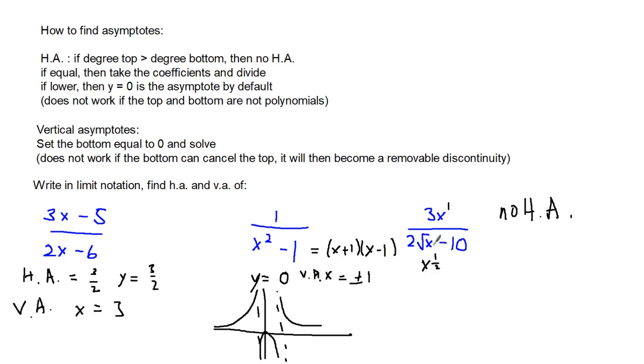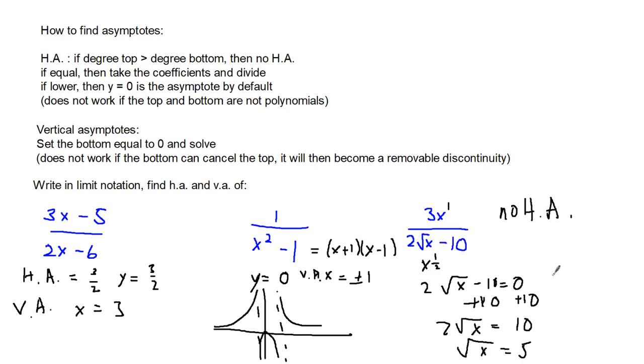And in this one, 2 square root of x minus 10 is equal to 0. So you add 10 to both sides, and you'll get 2 square root of x is equal to 10. Square root of x is equal to 5. And then x is equal to 5 squared, which is 25. So x equals 25 is your asymptote, so it's pretty far.